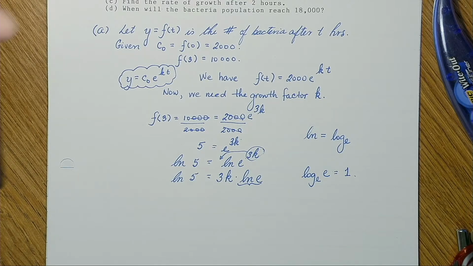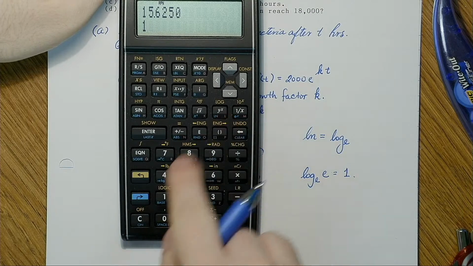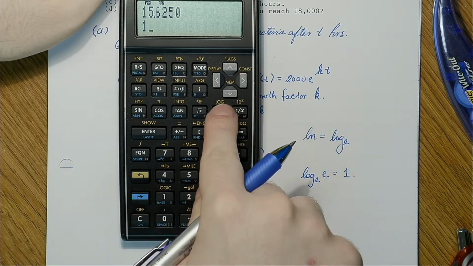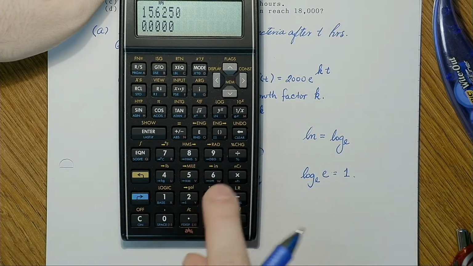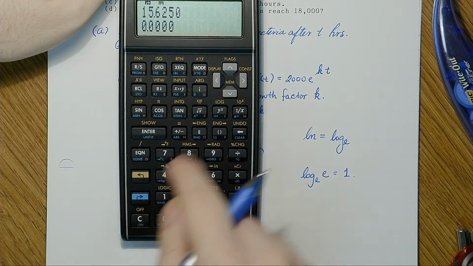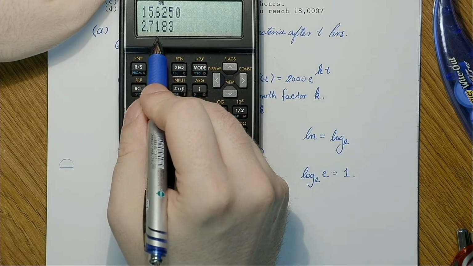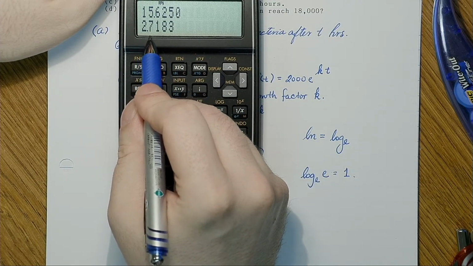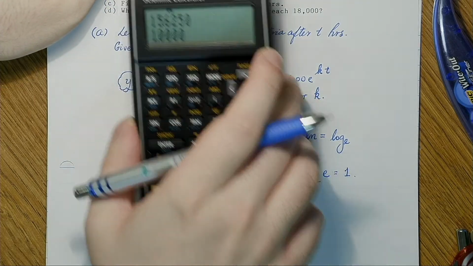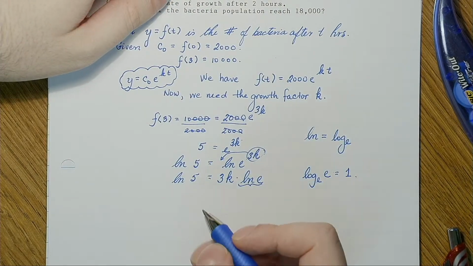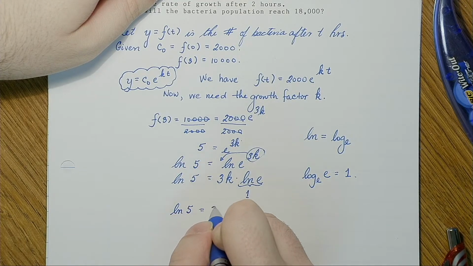If you don't believe me, let's pull out a calculator. I'll put in 1 and apply the natural logarithm, and that gives me 0. So I did ln of 1, but I need to do ln of e. So 2.7183, and then we'll take the ln of it. That gives me 1. So that is equal to 1. Now I have ln 5 is equal to 3k.